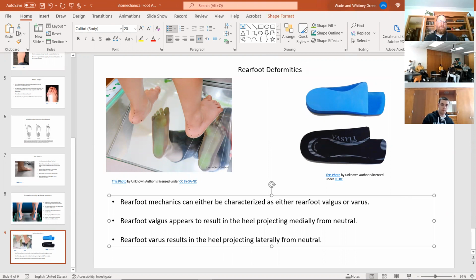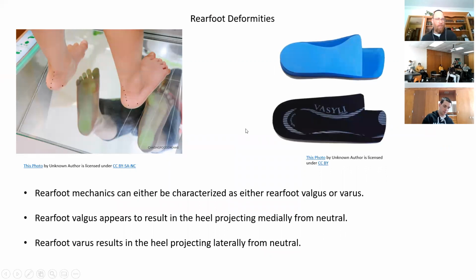All right. With rearfoot deformities, we have either rear foot varus or rear foot valgus. We know what those are. We know that these have the ability to also impact our midfoot mechanics. With rear foot valgus, the force comes in from the outside and causes the heel to fall in or project medially from neutral. Conversely, with rear foot varus, the heel projects laterally based on a medially directed force. Rear foot varus is typically paired with which midfoot deformity?